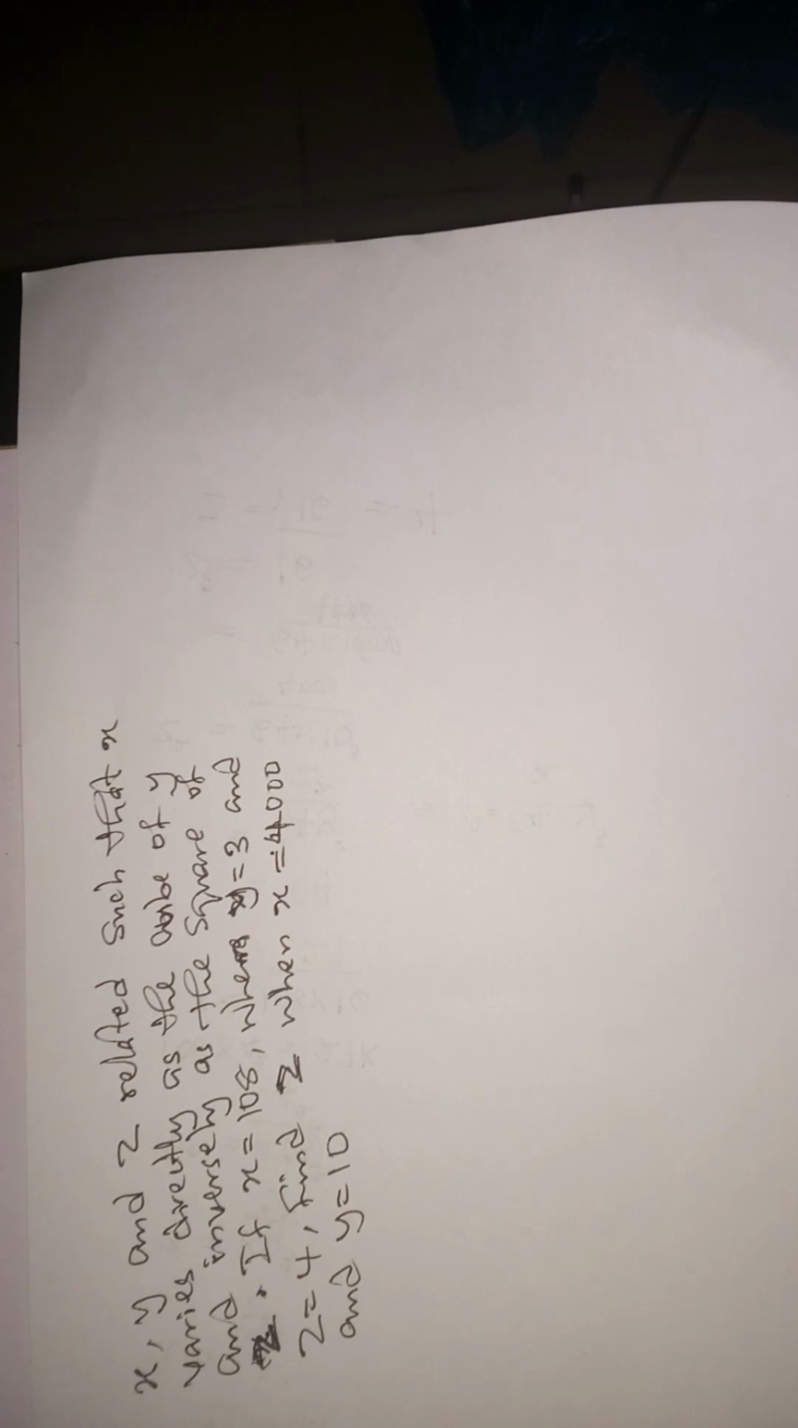X, Y, and Z are related such that X varies directly as the cube of Y and inversely as the square of Z. If X is equal to 108 when Y is equal to 3 and Z is equal to 4, find Z when X is equal to 4,000 and Y is equal to 10.